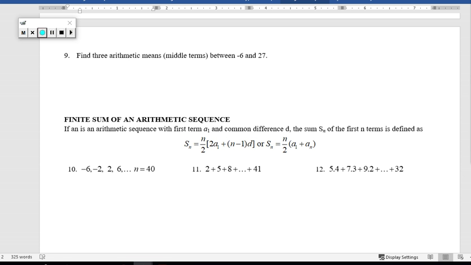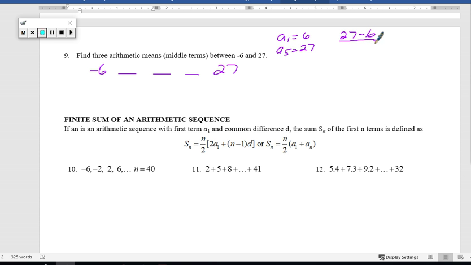Find the 3 arithmetic means, the middle terms between negative 6 and 27. So basically, term 1 is negative 6. We have 3 terms in between, and the 5th term here is 27. So we want to just kind of figure out what that means. I know that A sub 1 is equal to negative 6. I also know that A sub 5 is equal to 27. I can go ahead and figure out what that common difference is. Remember, with arithmetic, it's linear, so it works like slope.